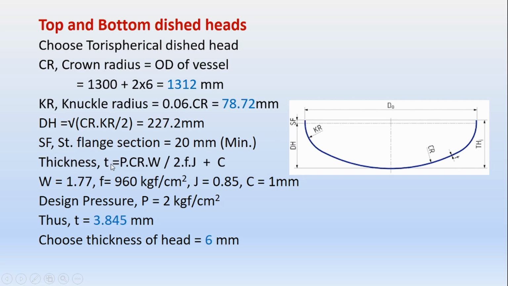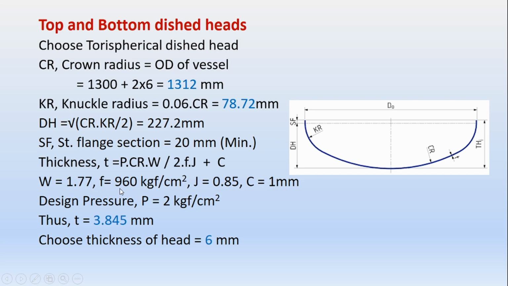The thickness of the head, for the torispherical head, is given as P, the pressure, into crown radius multiplied by stress intensification factor W, divided by 2 FJ, plus the corrosion allowance. You would have seen this in pressure vessel design. The stress intensification factor has a formula, which works out to be 1.77.